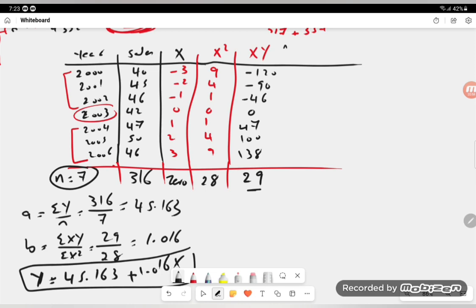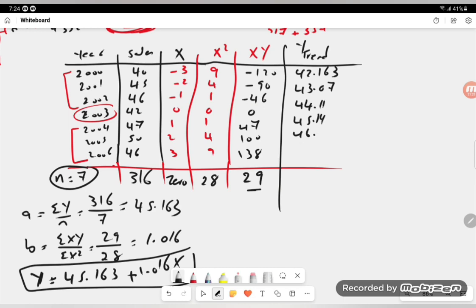If you would like to find the trend for each observation, this is y trend or y estimated, it will be just a substitution using the value of x in the equation. 42.163, 43.07, 44.11, 45.14, and 46.18, 47.22, and finally 48.25.